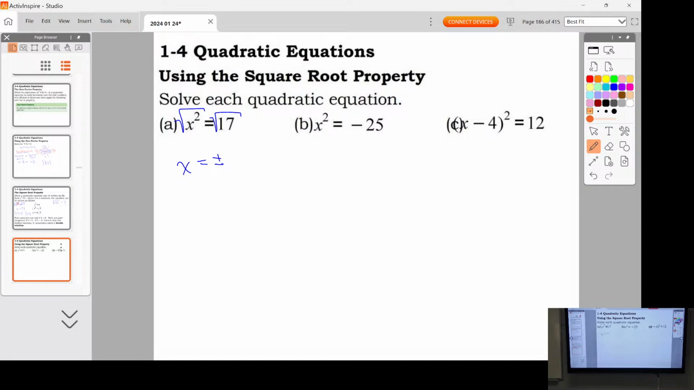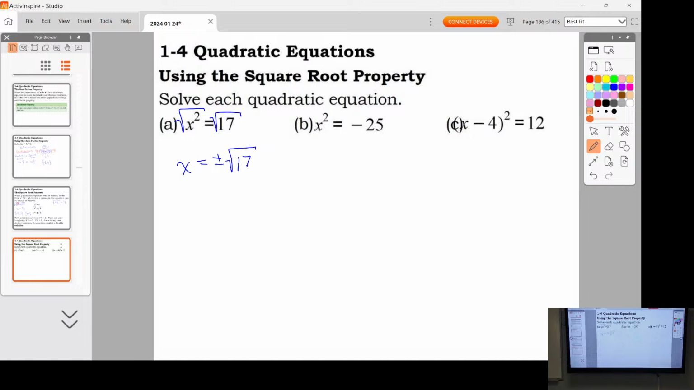Is 17 a perfect square? No. Are there any perfect squares that go into 17? No. Well, 17 is prime, right? So what's the square root of 17? It's the square root of 17. That's what it is. Okay. Y'all good with that?